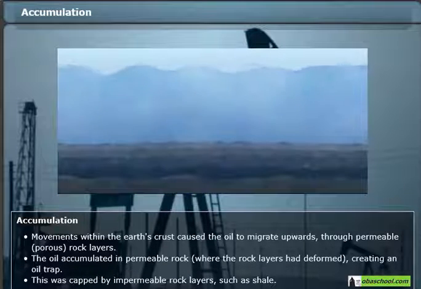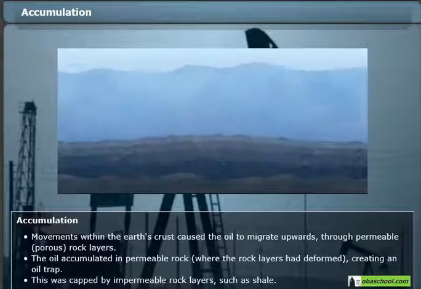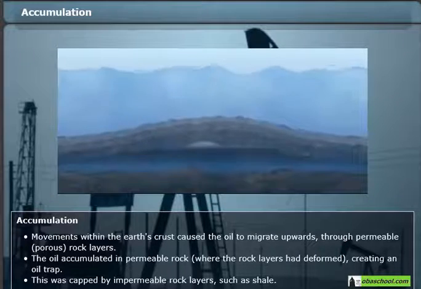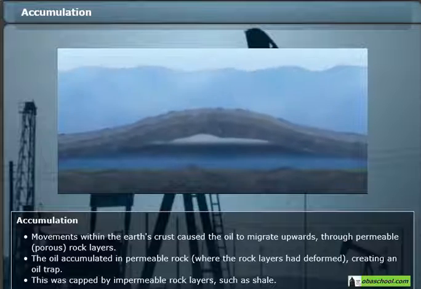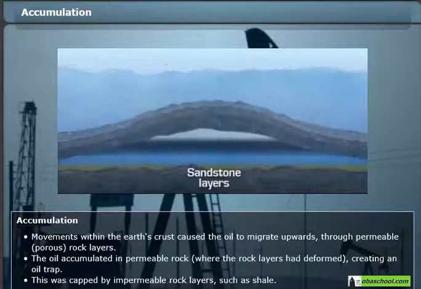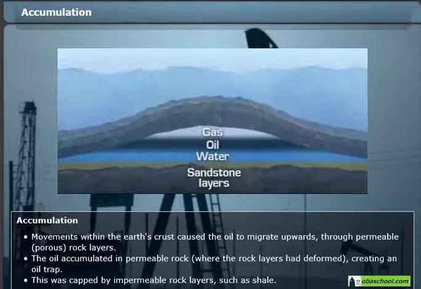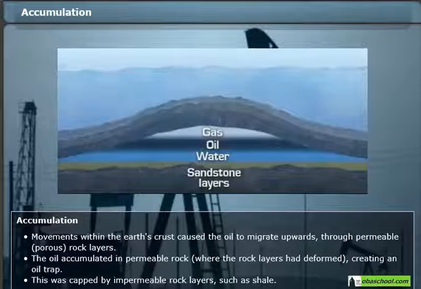Accumulation. Movements within the Earth's crust cause the oil to migrate upwards through permeable, porous rock layers. The oil accumulated in permeable rock, where the rock layers had deformed, creating an oil trap. This was capped by impermeable rock such as shale.